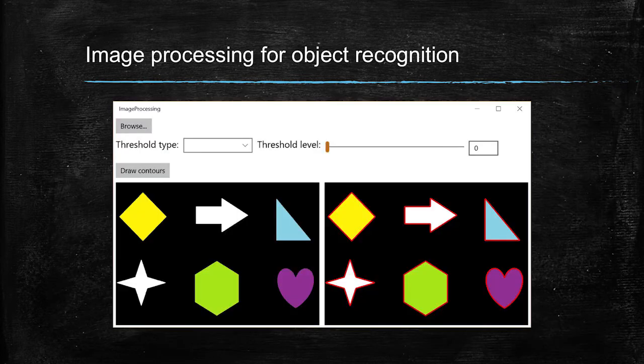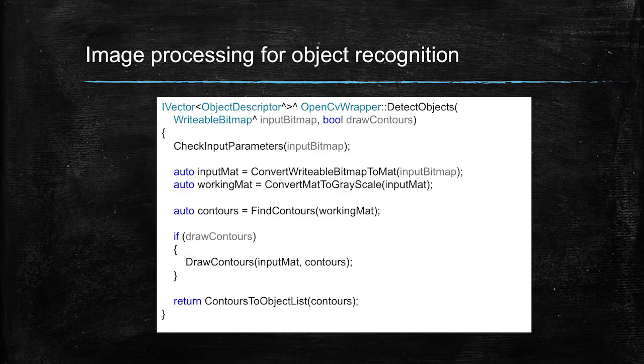So then, using this thresholding and some additional techniques, I can detect contours of the objects in the image. And this is again done using the OpenCV library. Again, I'm checking the input parameters, converting the WriteableBitmap to the Mat object, finding the contours, and drawing the contours on the image.